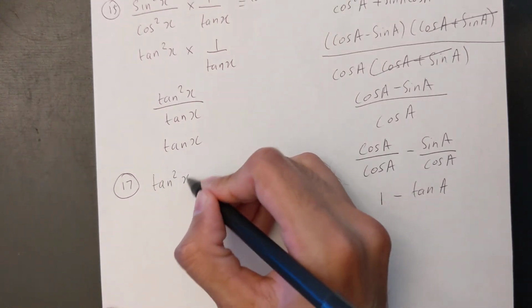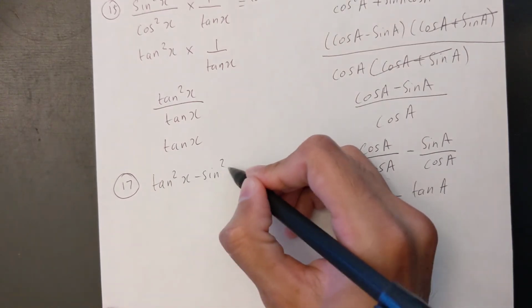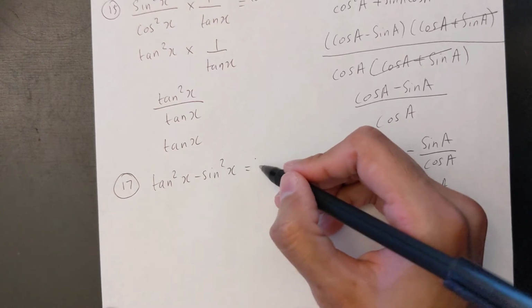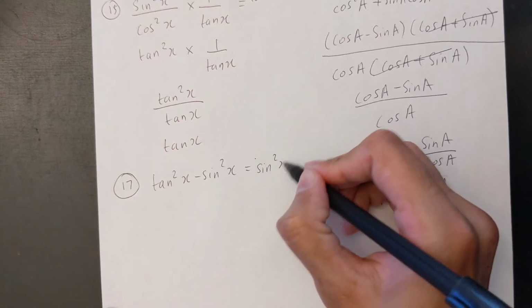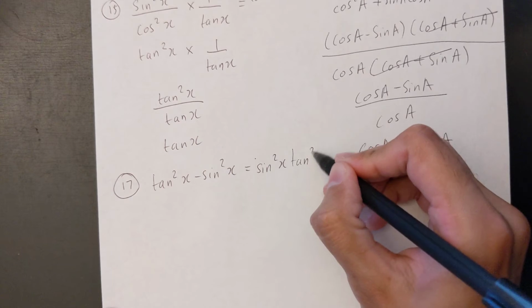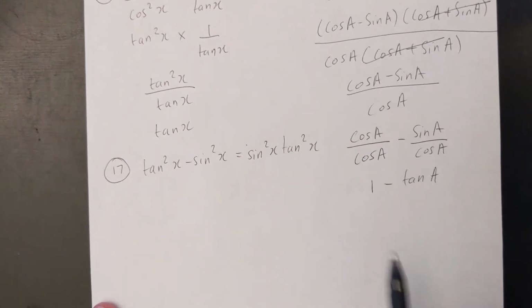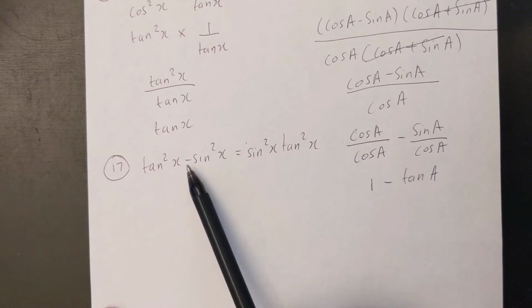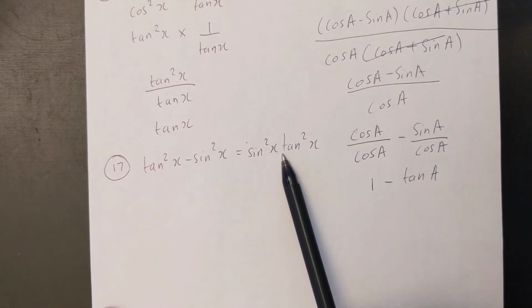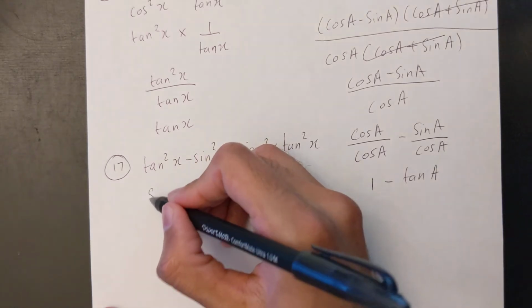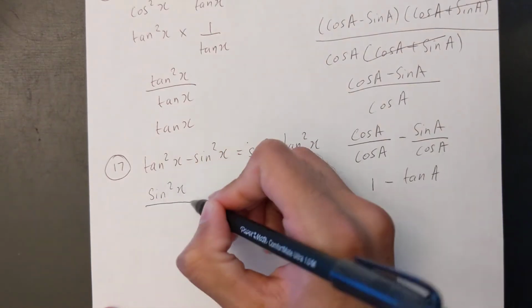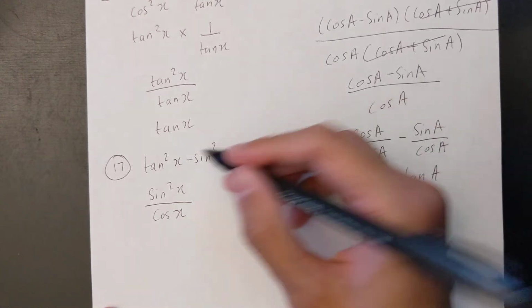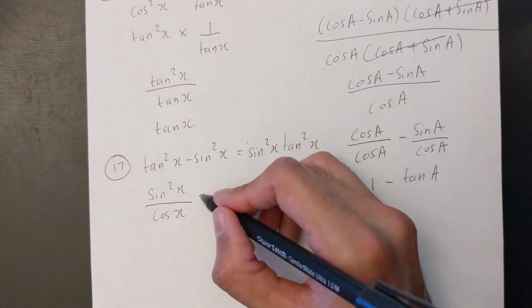Tan square x minus sine square x equals sine square x tan square x. Okay, a bit hard to tell which side is more complicated, but always work with additions and subtractions. They're the more complicated side rather than multiplication. I'm going to convert my tan square into sine square x over cos square x because there's literally nothing else that I can really do over here.